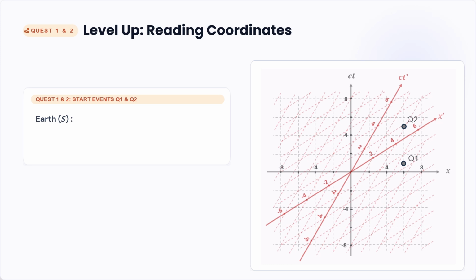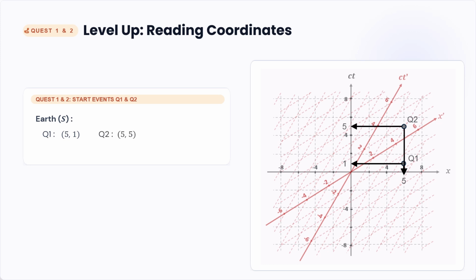First up, Quest 1 and Quest 2. Look at the map. We have 2 points, point Q1 and point Q2. Using only Earth's glasses, the black axes, let's read the coordinates for these 2 points. Take a moment to figure them out. 3, 2, 1. Orthogonal black axes, it's super simple. Point Q1 has position x equals 5 and time ct equals 1. Point Q2 has position x equals 5 and time ct equals 5.